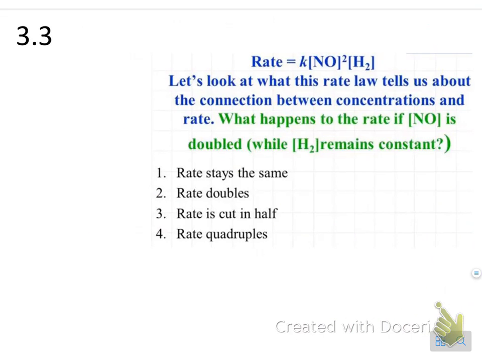Now let's take a look at this one. Same equation, same rate law. What happens to the rate if, in this case, NO is doubled while H2 remains constant? So give it some thought.